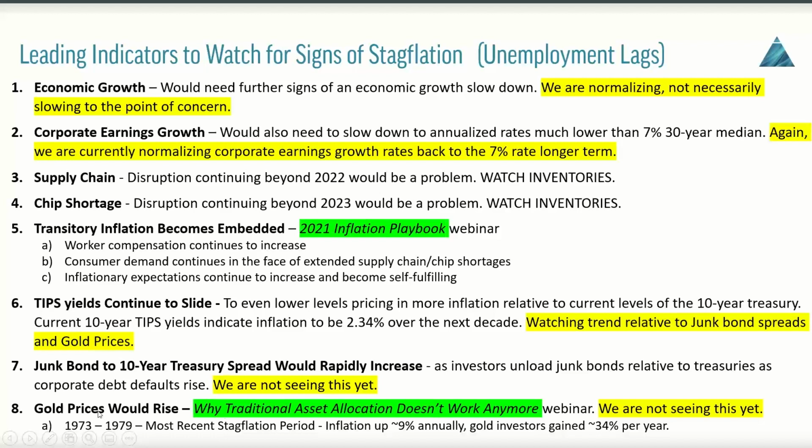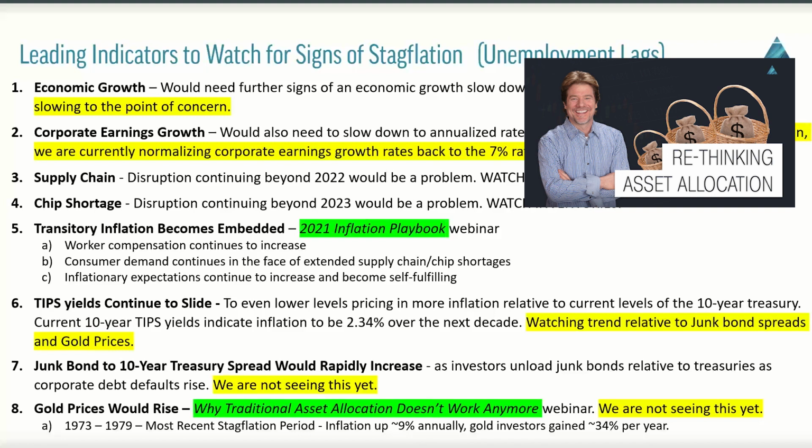Point number 8 is a really interesting one. I did this as part of my webinar on why traditional asset allocation doesn't work anymore. If you haven't seen that webinar, it's excellent. Please watch it. I talk about gold specifically, and the perspective I want everybody to take on gold is from more of a diversification aspect versus an inflationary hedge.